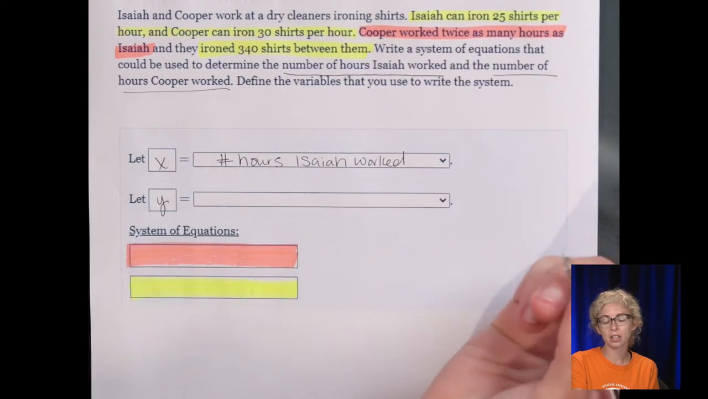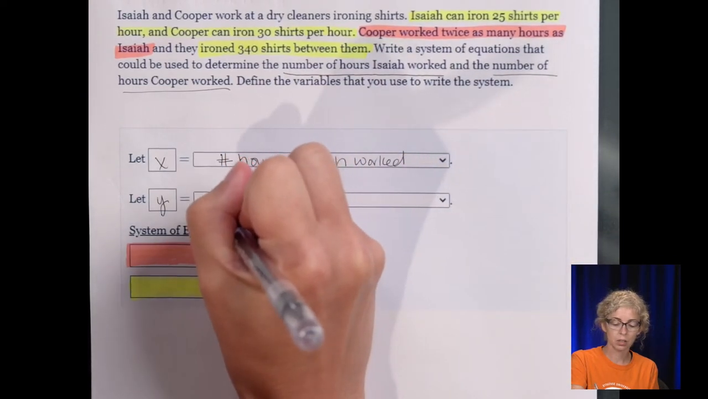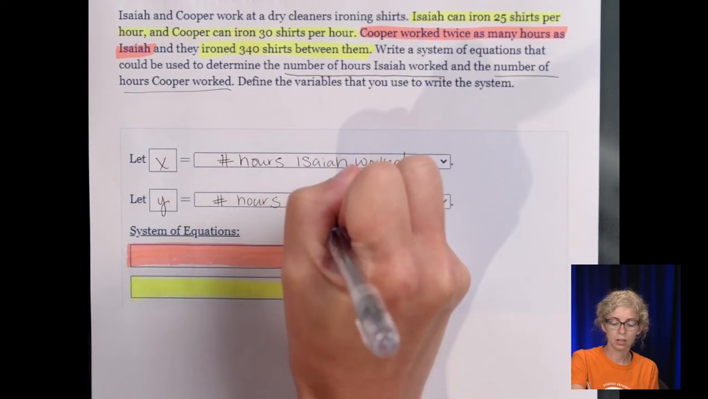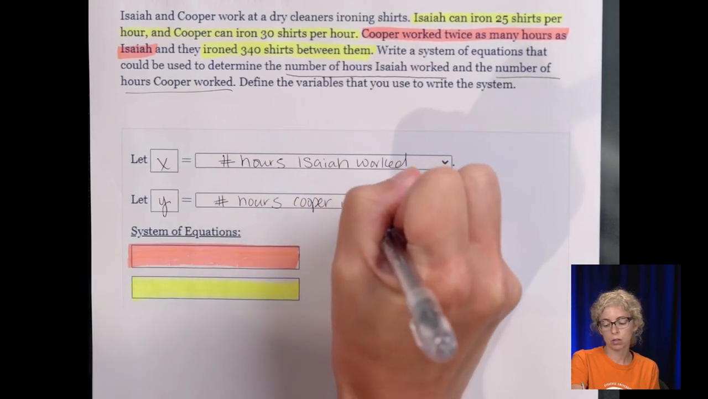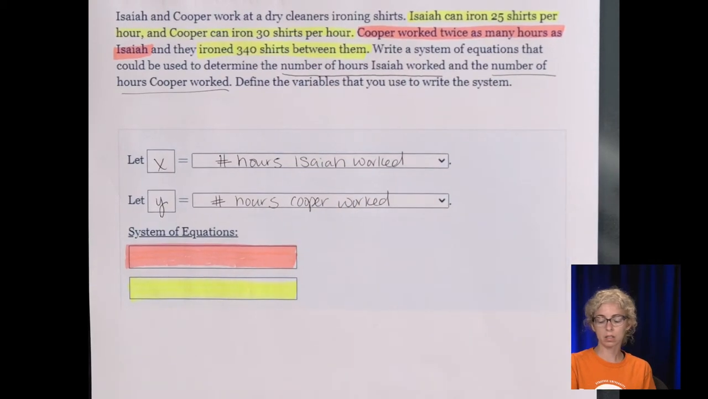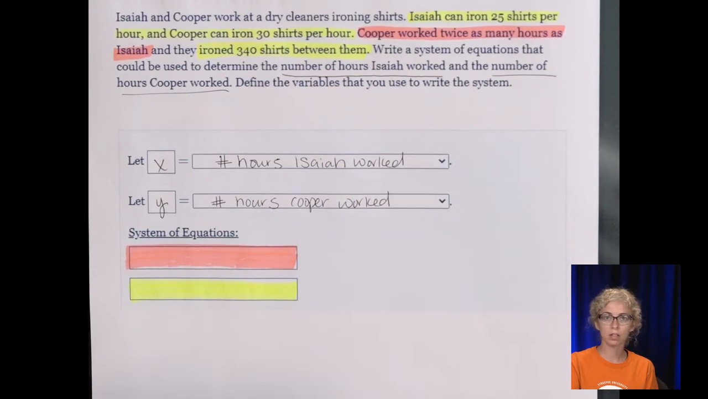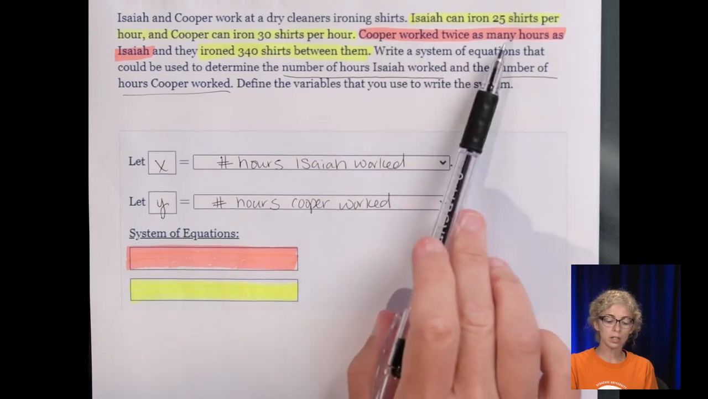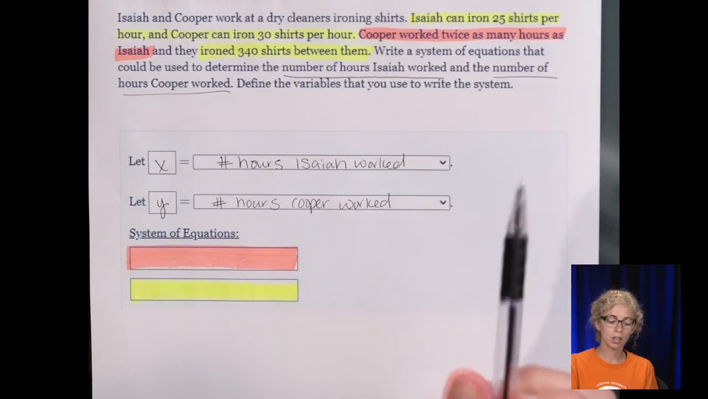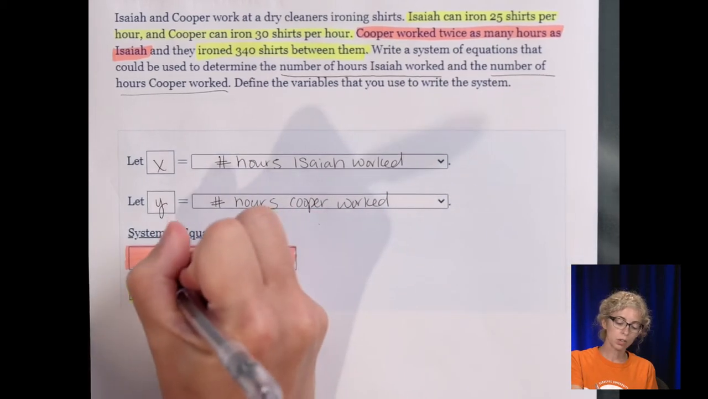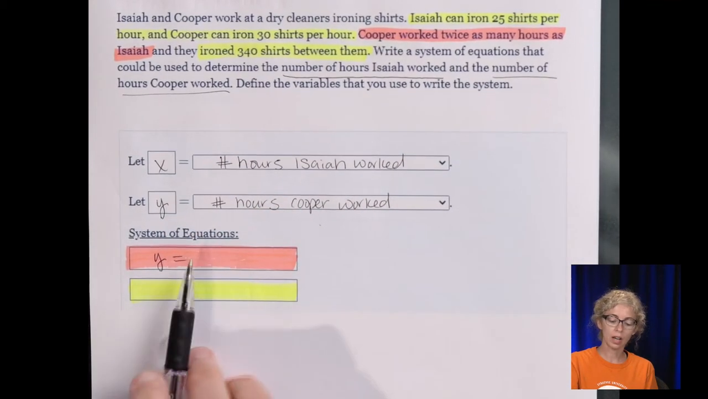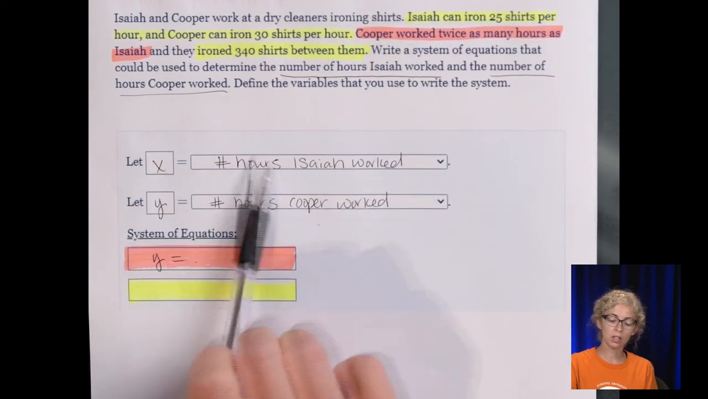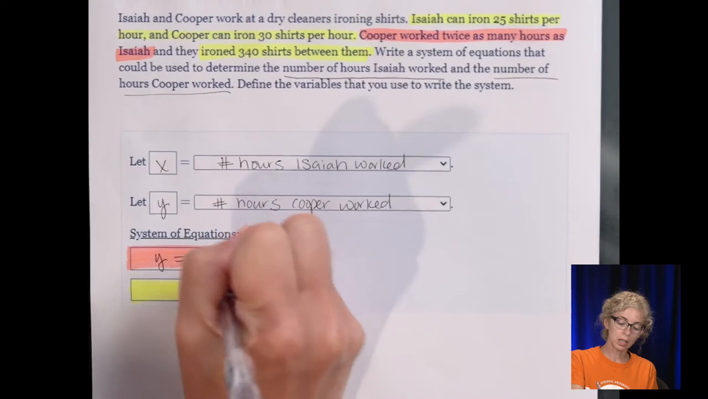I could have used I and C, but I don't like to use I. Just like I don't like to use B's and S's because they look like 6's and 5's. So let's start with the pink. Cooper worked twice as many hours as Isaiah. So Cooper is Y. So the number of hours he worked. How did I get that? Well, I just took whatever numbers Isaiah worked, and it's twice. So that would be 2x.